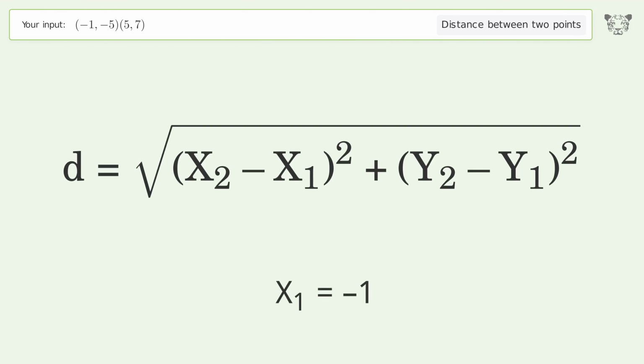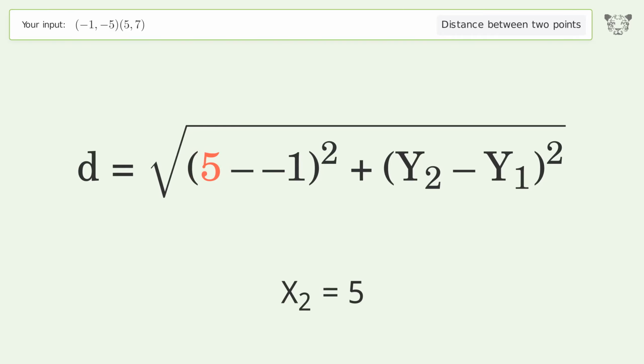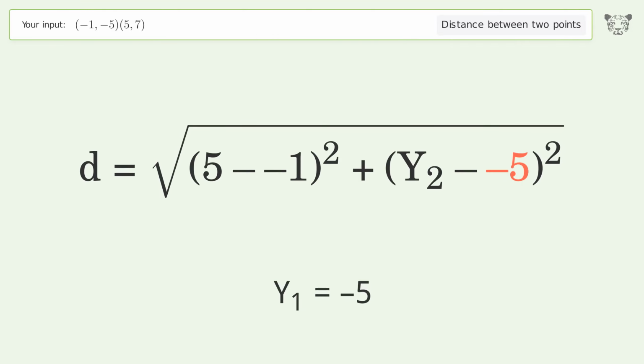x1 equals -1. x2 equals 5. y1 equals -5. y2 equals 7.